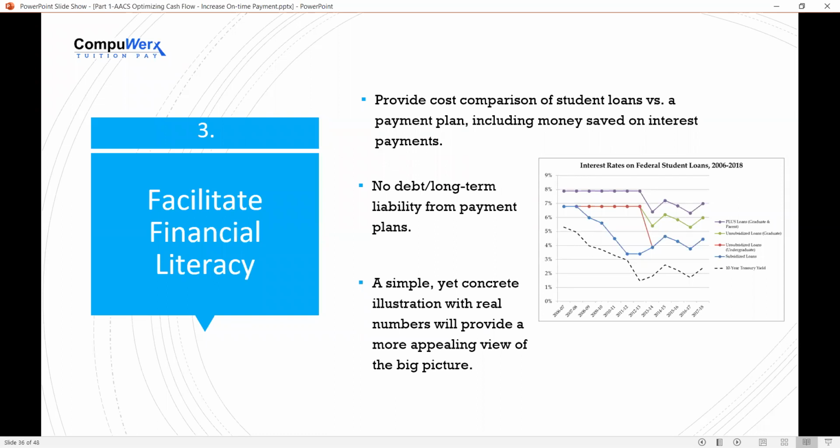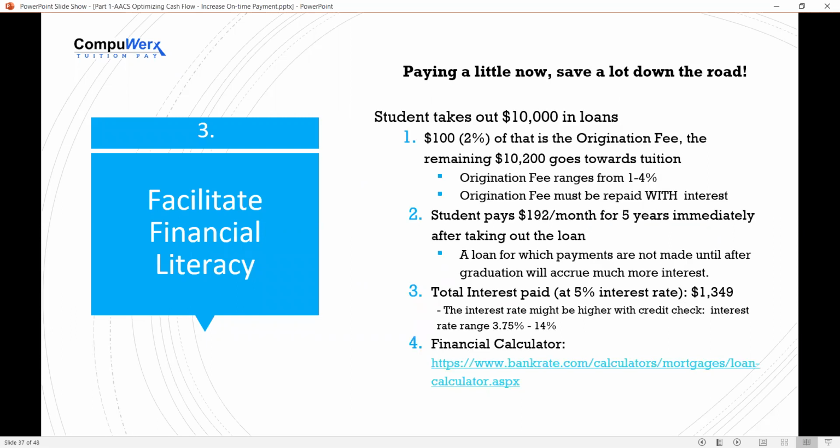Educate your students. Provide a cost comparison of a student loan versus a payment plan, and point out the money savings on interest, payments, and monthly financial charges. A payment plan is not a debt, and is not a long-term liability. Also give them real numbers they can relate to, so they can see exactly what's going on. So here is an example of a loan.